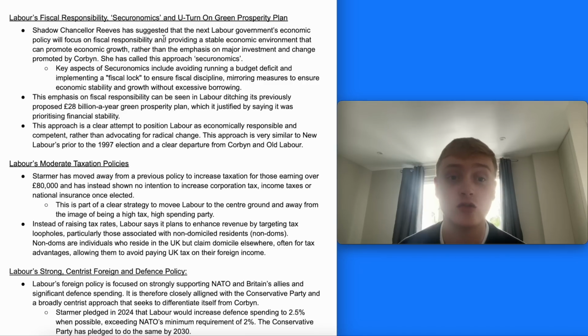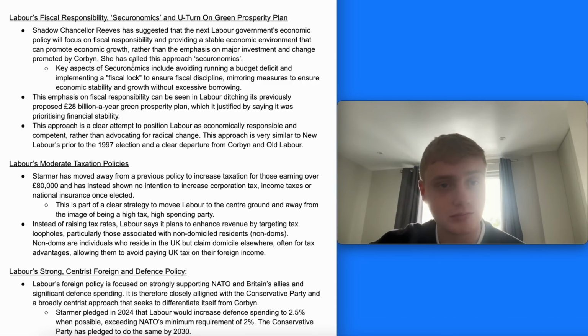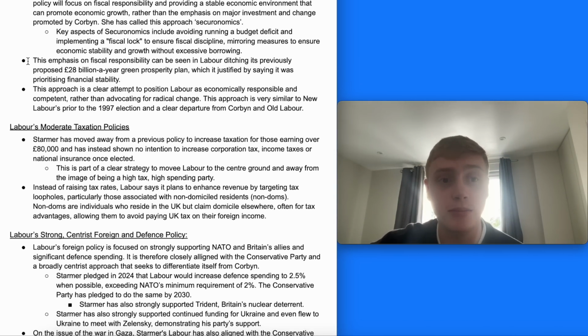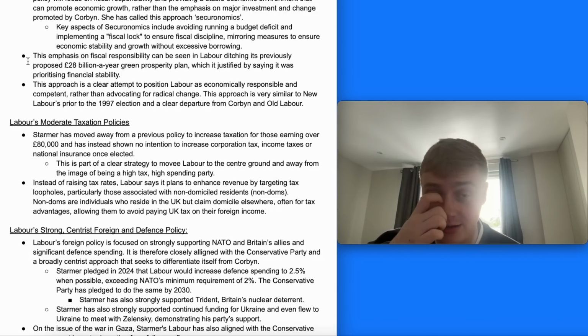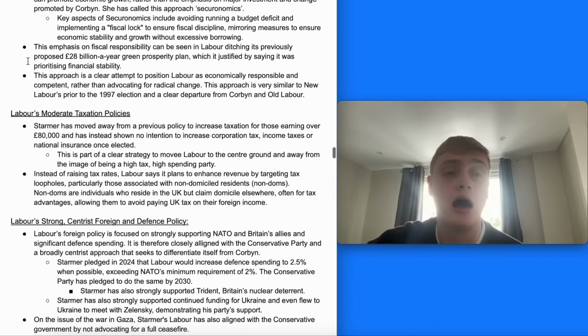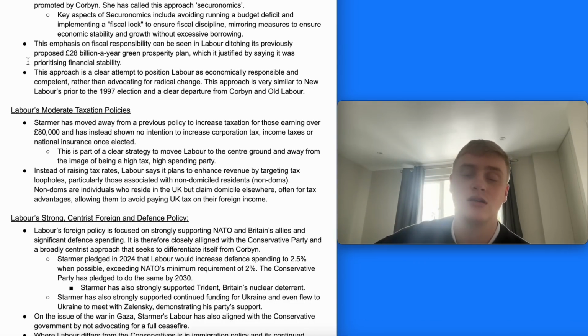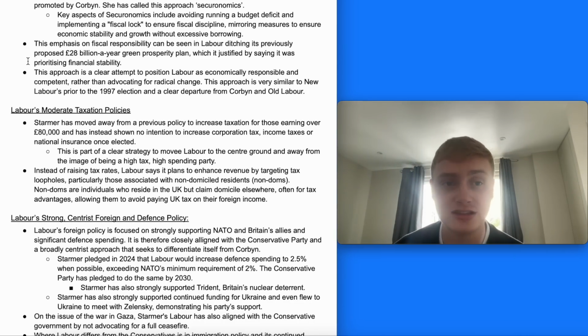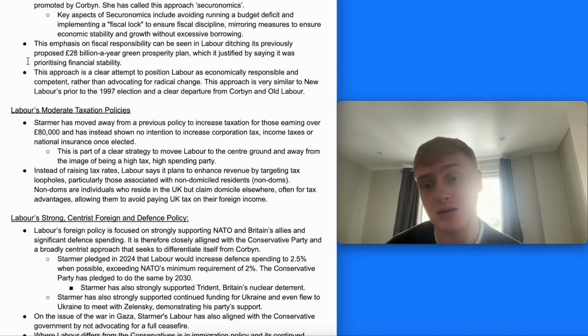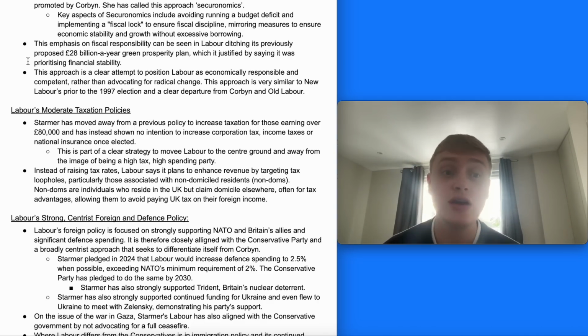So Reeves has called this approach securonomics. This includes avoiding running a budget deficit, implementing a fiscal lock, and emphasizing measures to maintain economic stability. This emphasis on fiscal stability can be seen in the fact that they ditched their previous £28 billion a year Green Prosperity Plan. And they justified this by saying they were prioritising financial stability.